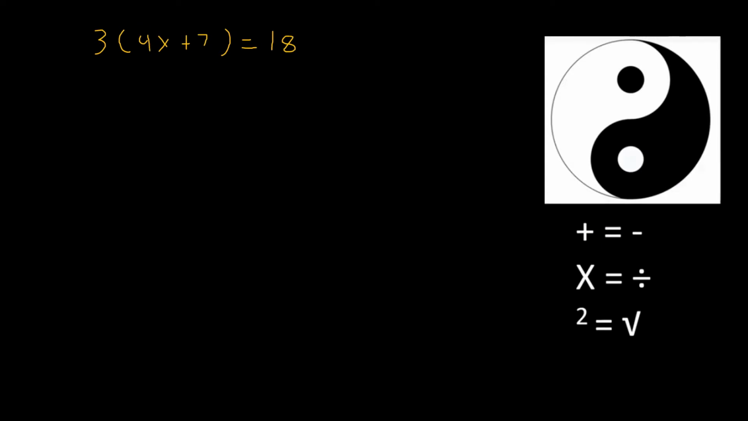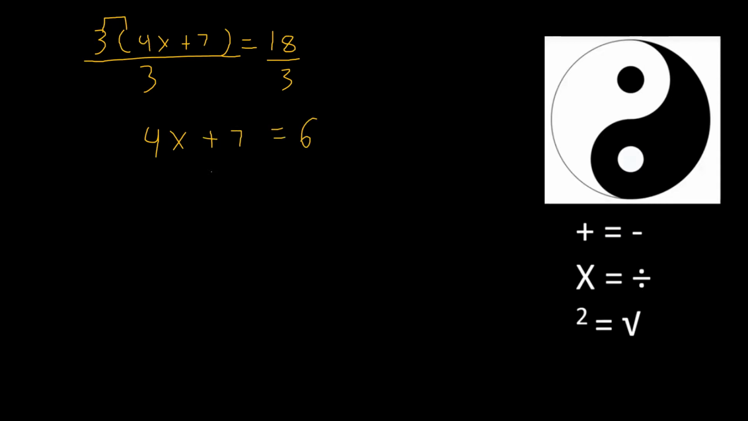So with this one right here, I'm going to show you 2 different ways to do this. So this parentheses right here confuses a lot of students. So the first way I'm going to do it is I'm going to think, what's happening between these 2 variables? Well, if there's nothing in between them, we know that they're multiplying. So the opposite of multiplication is division. Divide by 3, divide by 3. So now it's 4x plus 7 equals 6.